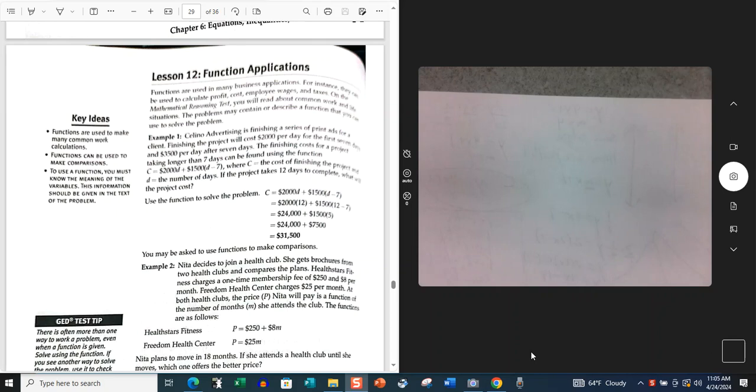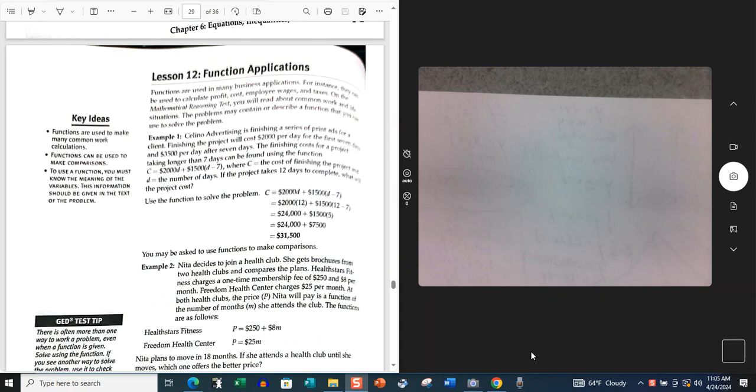Okay, class, we're about to start lesson 12, function applications. Basically, what this is telling us is that we would have different types of equations, graphs, and charts that we could use in order to solve certain equations. According to this, functions are used in many business applications. For instance, they can be used to calculate profit, costs, employee wages, and taxes.